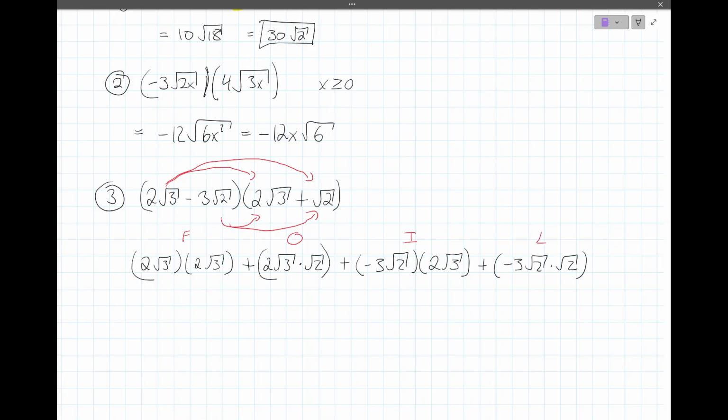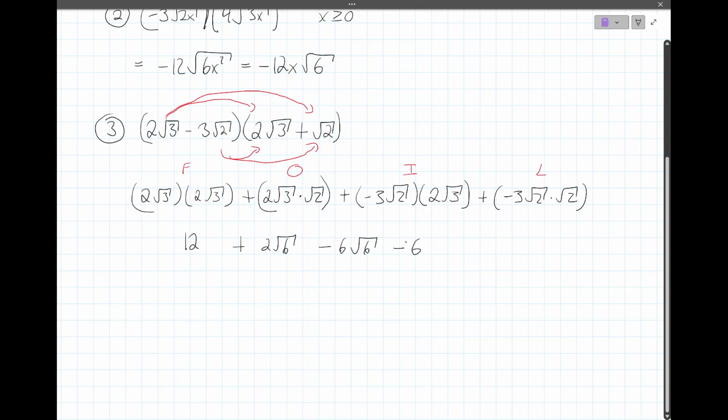And I'm just going to take care of these a bit quicker now. So that's 4 root 3 times root 3, which is 3, so that's going to be 12, right? I'm going to have 2 root 3 times 2, so this is going to be plus 2 root 6, okay? This is going to be negative 6 minus 6 root 6 for my inner, and then the last one is going to be root 2 times root 2 is 2, and then negative 3 times 2 is negative 6, so I'll get that.